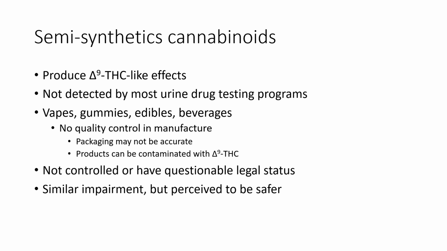You can find semi-synthetic cannabinoids at smoke shops or convenience stores in a variety of products, ranging from vape liquids, gummies, edibles, and beverages. However, the manufacture of these products is not regulated, so the labeling on the package shouldn't be trusted in terms of which drug is present and how much is there. And despite being labeled as delta-9 THC free, many of the products do contain delta-9 THC.